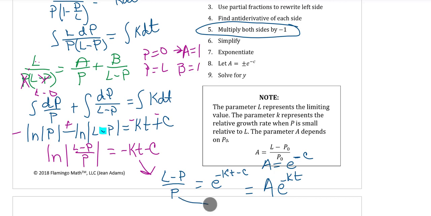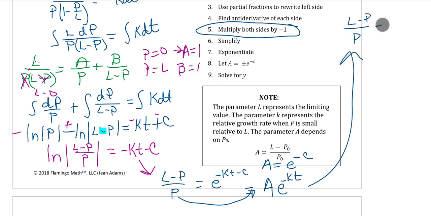Okay, so now I can solve for p. So if I multiply the p to this side and divide that, and then I'm going to add p. So I have a lot going on here. Let me just go up here and rewrite it. So I have L minus p over p equals a e to the negative kt.